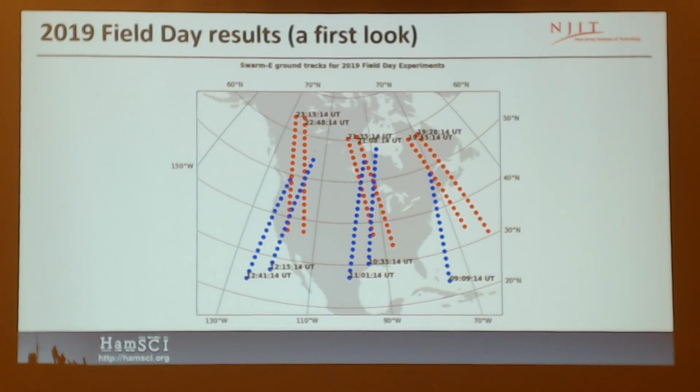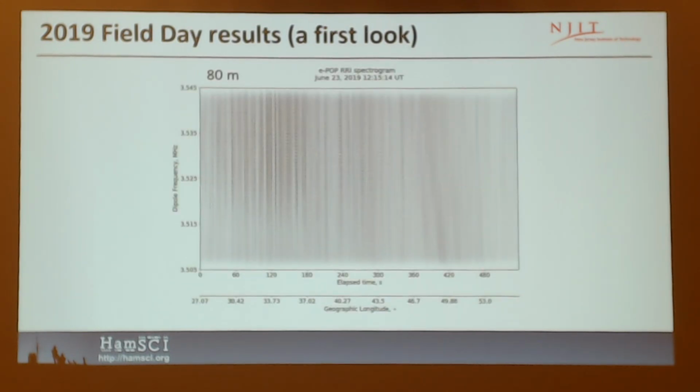And what we did was, for the morning tracks, we looked at 80 meters, and then for the afternoon tracks, we looked at 40 meters. So 80 meters was a bust. Here's a spectrogram, really. We didn't see much.